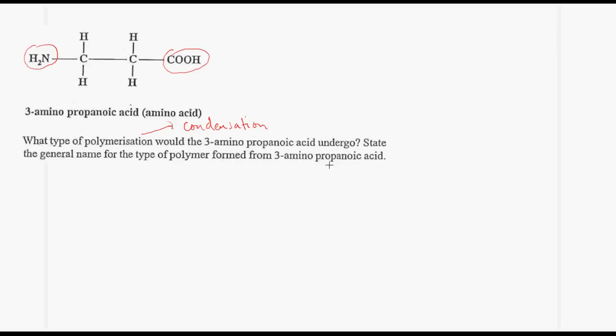and state the general name of the type of polymer formed from 3 amino propanoic acid. Now this is an amino acid. When an amino acid polymerizes with other amino acids, it forms protein. Alright, and remember, protein is a polyamide, and it is a polyamide because it has the amide group present, which looks like this. So this is the amide group.